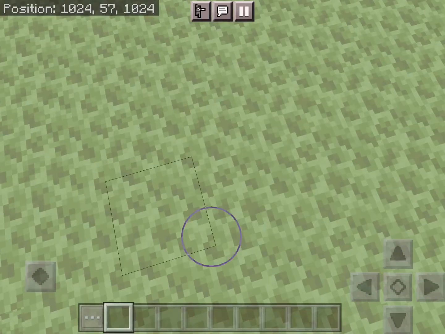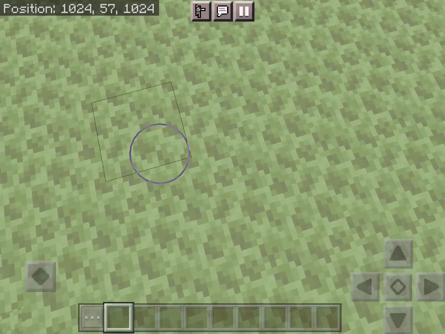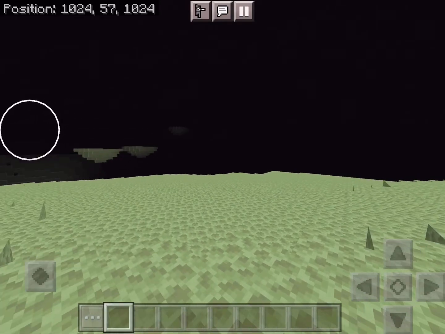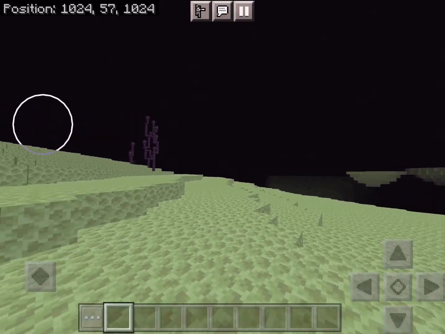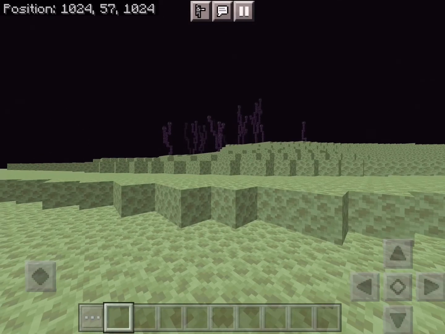So we're going to be checking the area from 1000, 1000 to 2000, 2000, and 320 times 3 gives us 960, plus 64 is 1024. We do that both times, and we're at 1024, 1024. We are in one of the right biomes, but I see nothing.